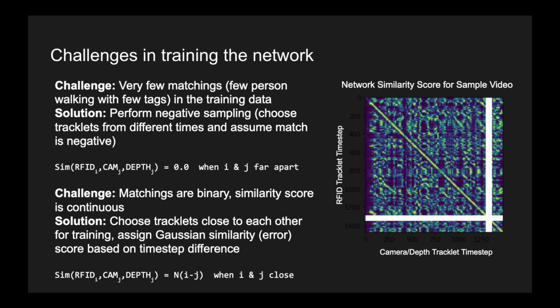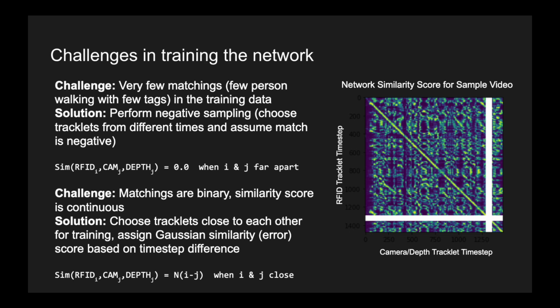We trained the network for 30 epochs with the Adadelta adaptive learning rate and a mean squared error loss, until we achieved favorable testing and validation losses. Using our trained neural network, we computed the similarity score for vectors constructed with camera tracklets and RFID tracklets from different time steps in a given sample video. The figure on the right is a heat matrix depicting the scores with the RFID time step plotted against the camera and depth time steps.